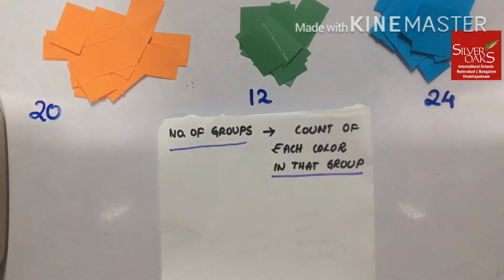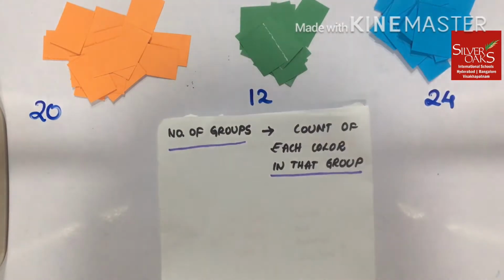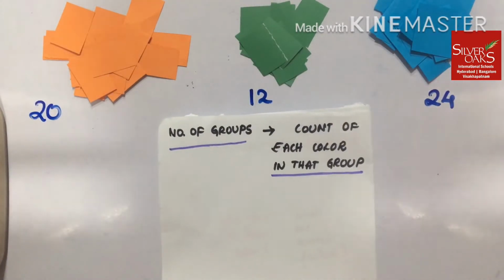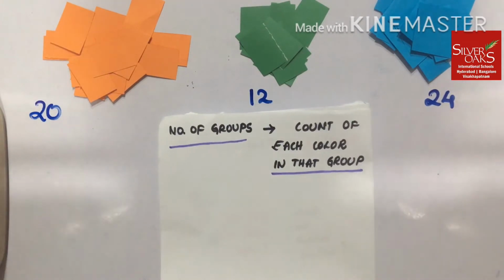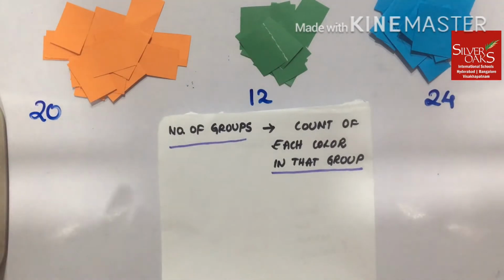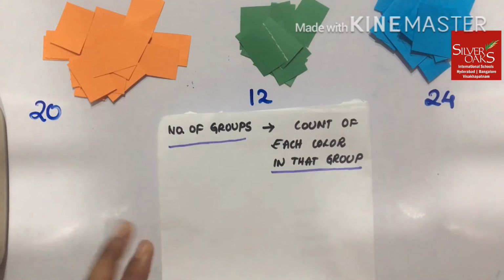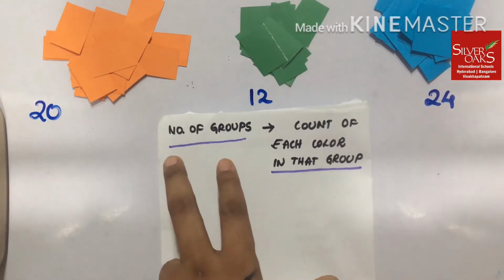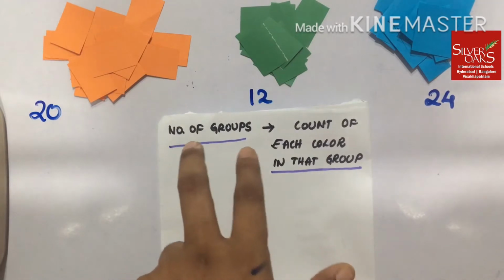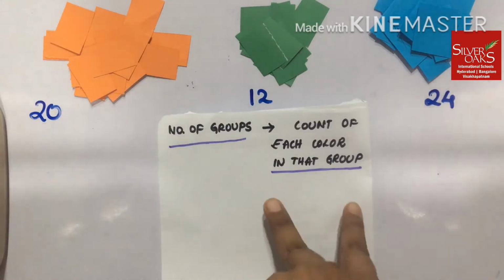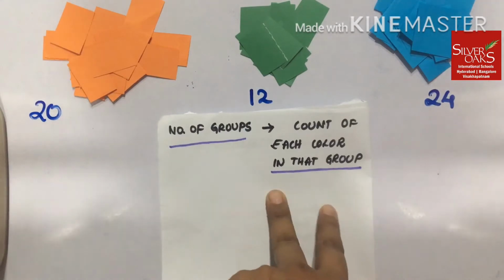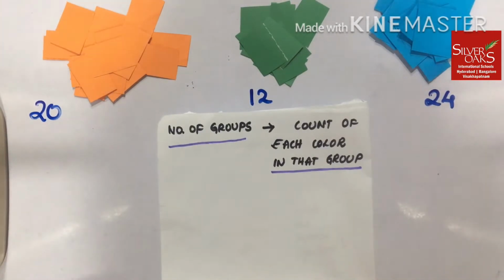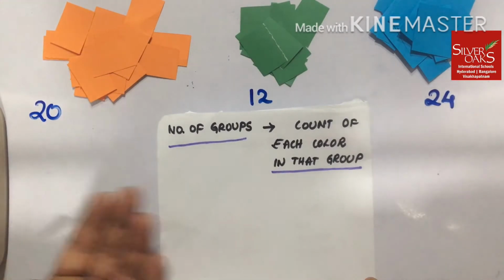So hope you are ready with the color papers. Also, it is important for us to make a record of all the observations that we do in between the activity. So what you can do, take a paper and you need to have 2 columns. With one of the columns where you record the number of groups you have been forming and what is the count of each color in that group. So let us understand this by starting this activity.